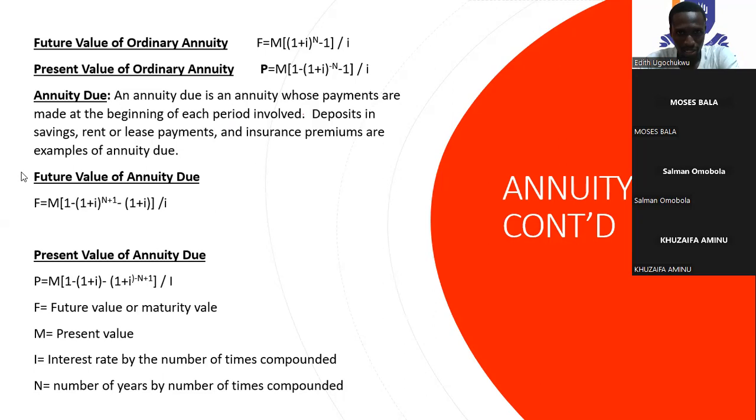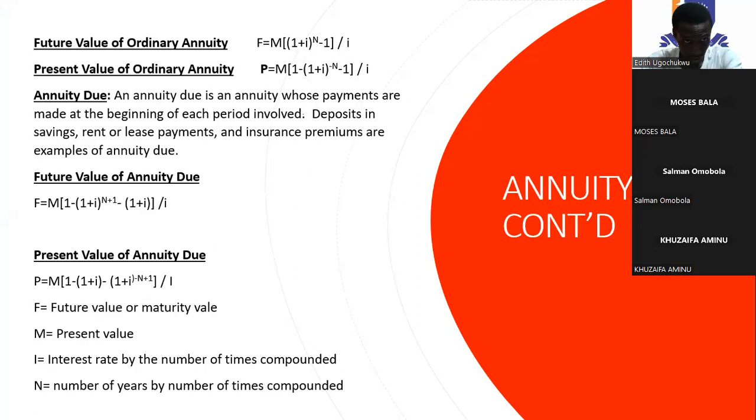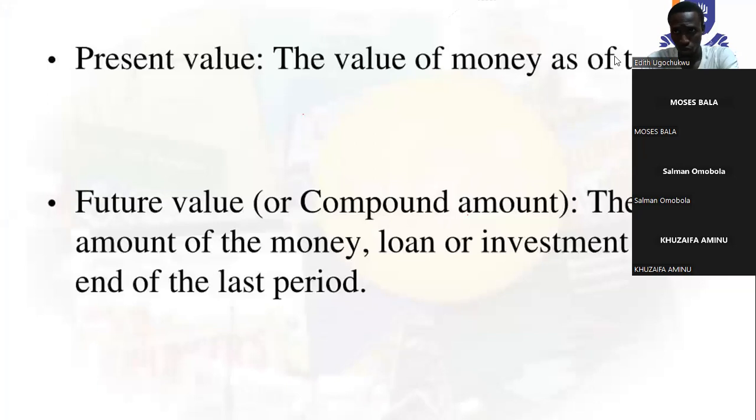Then savings, a deposit is savings. So those are the different annuities we have, majorly ordinary annuity and annuity due. So you see the formula. It can be future value, it can be present value. So what is future value? What is present value?